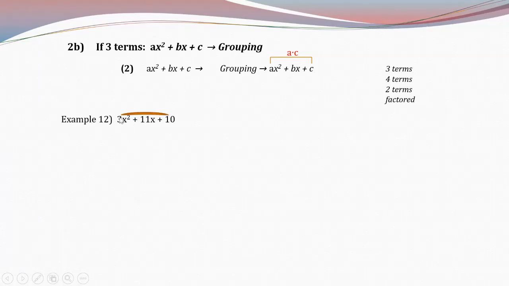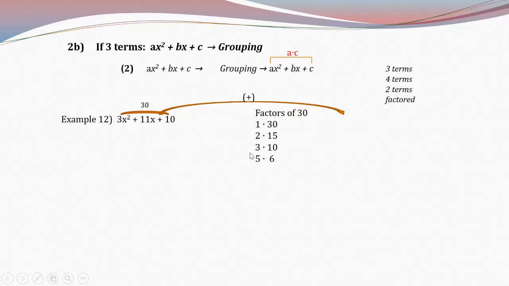Example, right? So we're going to multiply the 3 times the 10, which is 30. How can I get 30? 1 times 30, 2 times 15, 3 times 10, and 5 times 6. Right? We also add them. So it'll be 31, 17, 13, and 11. So the match is, right, we have to get 11, so my match is 5 and 6.